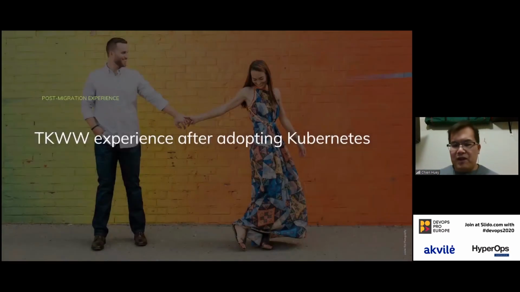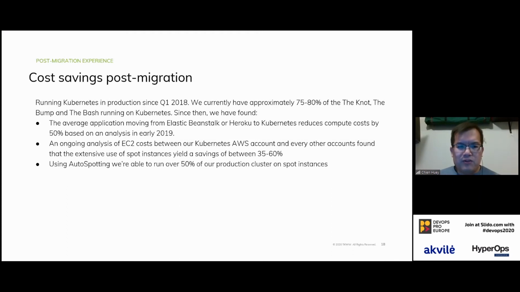So, like I said, this was back in 2017 that we started all this and pitched it. And so, what was our experience? It's probably been like 2.5 years since then. In terms of what happened after we migrated and started running our first applications in production on Kubernetes in the first quarter of 2018, at this point, roughly three quarters, about 80% of our US properties that the team I'm part of manages is running on Kubernetes.